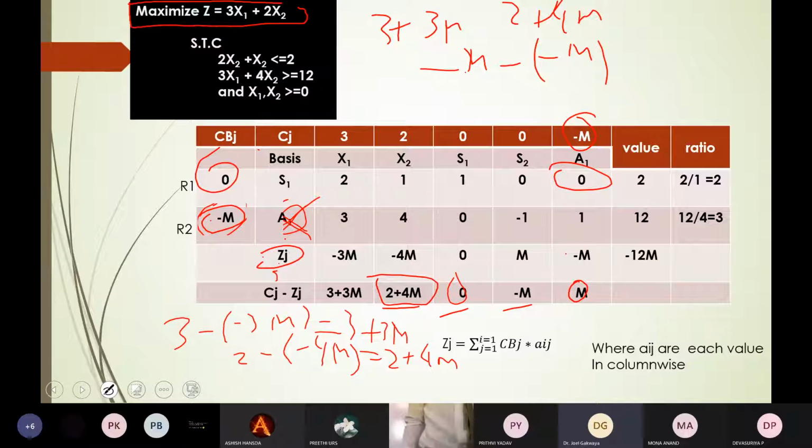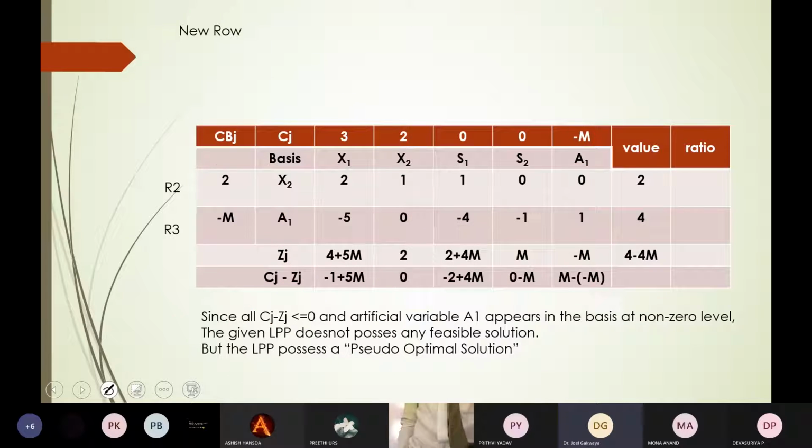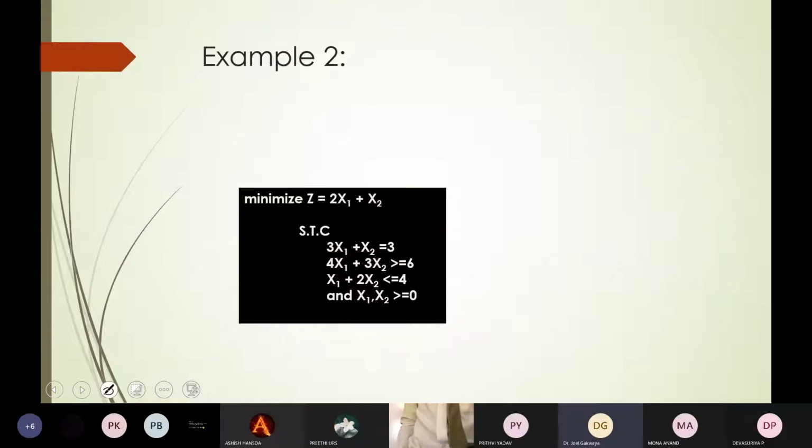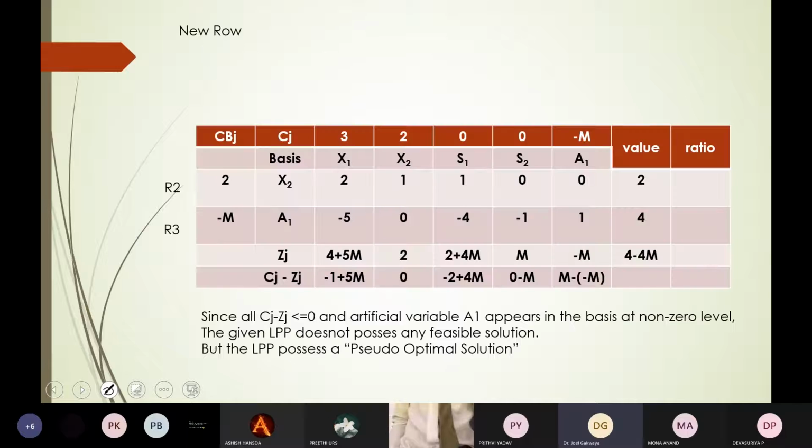Remember, in the simplex method we would have chosen only 3, because 3 is the highest. But since we have used artificial variables, we choose the one which has the highest penalty, which is M. In the case of minimization, if time permits, we shall see it in the next slide. Yes, it is included.